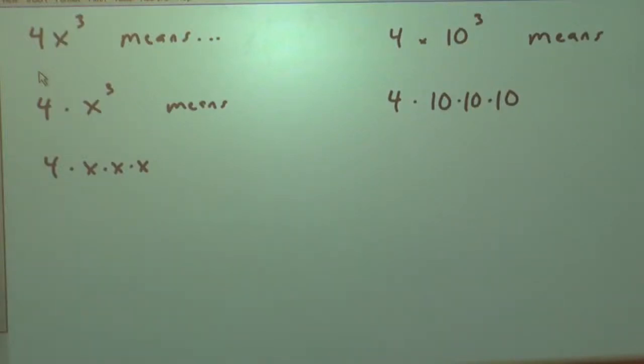Let's start by thinking about this. 4 times x to the third. Remember, exponents just keep track of how many bases are being multiplied. Only the x is the base. So that means 4 times x to the third, which means this.